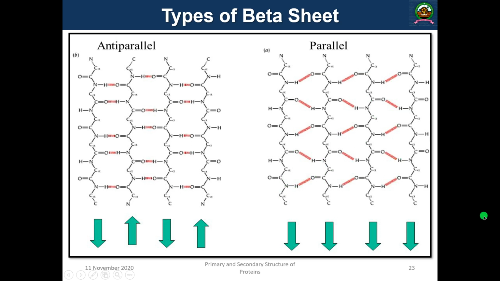Throughout, you can see it's highly stabilized by the network. That is what I told you, an extensive network. Okay, this is known as parallel beta sheet. Then what do you mean by anti-parallel?